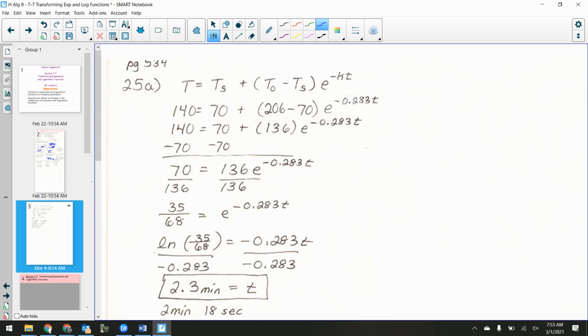Subtract the 70, divide by 136 to get this equation here. You don't need to actually divide out the 70 divided by 136 as a simplified fraction because it works the same way. But you would say log base e of this is equal to the exponent. So you'd say log base e of 70 over 136 is equal to negative kt. Divide by negative k, and you should get your minutes. 2.3 minutes, or 2 minutes, 18 seconds.